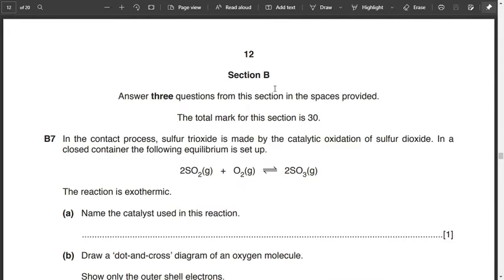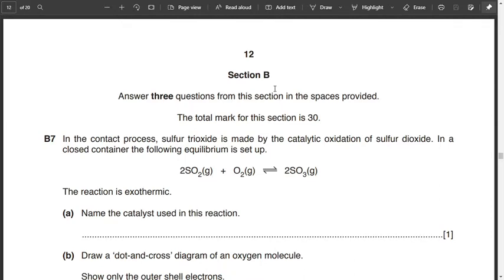So section B, question number 7 says, answer 3 questions from this section in the spaces provided. This is according to the paper pattern of 2016. Now the paper pattern has changed and you need to go accordingly. Question number 7 says, in the contact process, sulfur trioxide is made by the catalytic oxidation of sulfur dioxide. In the closed container, the following equilibrium is set up. The reaction is exothermic. Name the catalyst used in this reaction.